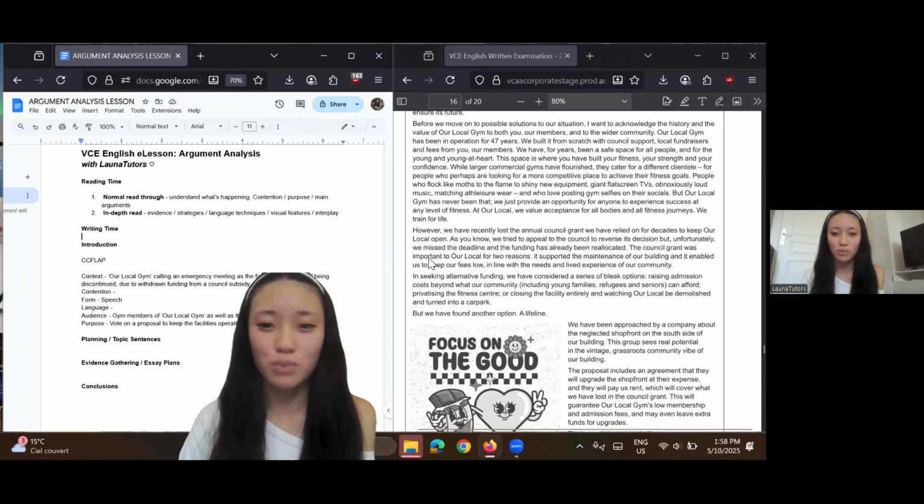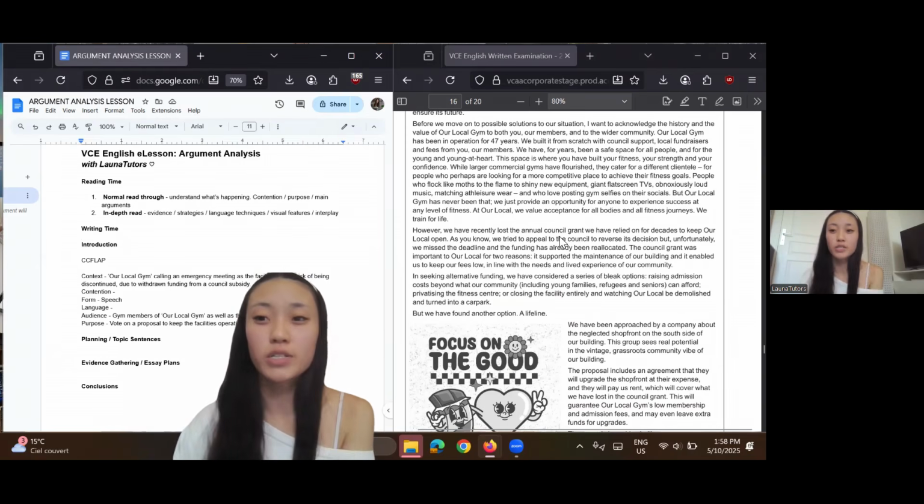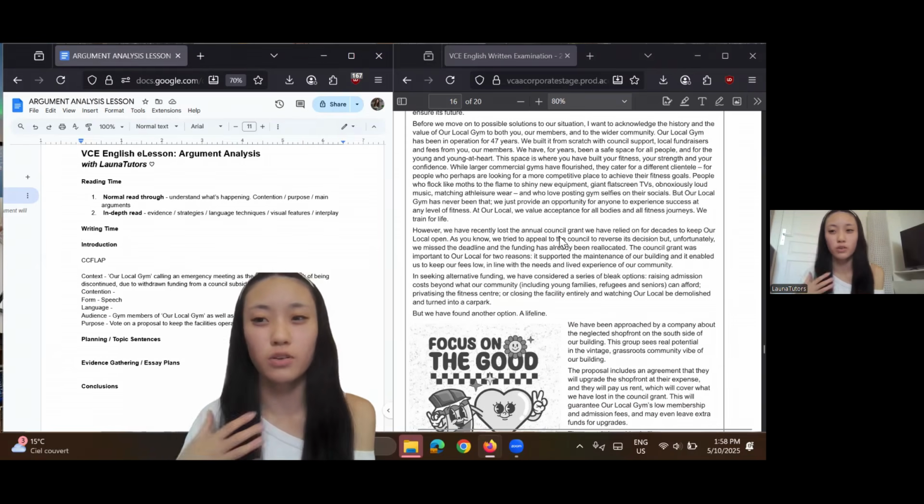The council grant was important to keep our local for two reasons. It supported the maintenance of our building and enabled us to keep our fees low in line with the needs and lived experience of a community. Again, going back to community, we're doing this for you. We're a gym and we're doing this for you. To be fair, I don't think that they're necessarily super for profit because they're focusing on council grants. But then again, I don't know this gym.